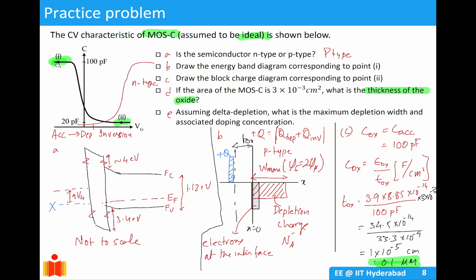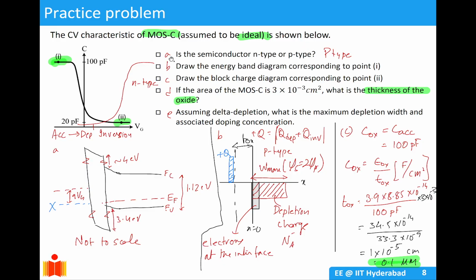So that means this is the accumulation regime, and the accumulation regime is in the negative voltage region for an ideal MOS capacitor. That means this is a P-type substrate. Also, you don't even have to see if this is the 0 point or some other point, or if it is negative gate or positive gate. For a P-type substrate, your accumulation is always at a lower VG than your inversion. So this will always be a P-type.